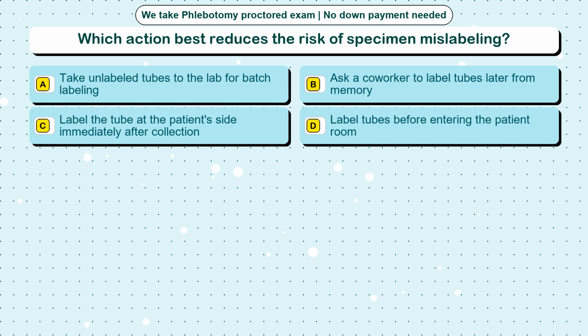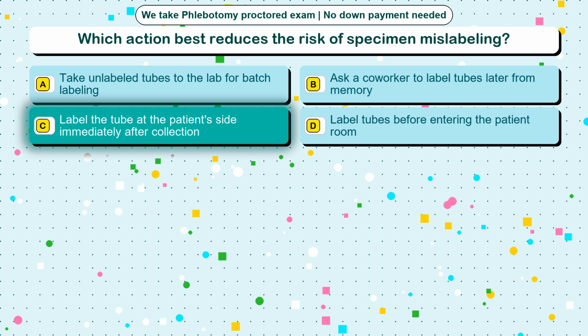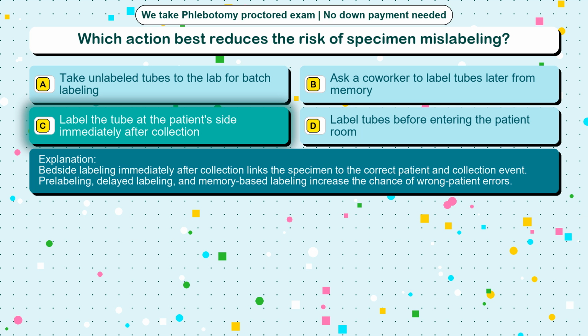Question 36. Which action best reduces the risk of specimen mislabeling? Option A. Take unlabeled tubes to the lab for batch labeling. Option B. Ask a coworker to label tubes later from memory. Option C. Label the tube at the patient's side immediately after collection. Option D. Label tubes before entering the patient room. The correct answer is option C. Label the tube at the patient's side immediately after collection. Bedside labeling immediately after collection links the specimen to the correct patient and collection event. Pre-labeling, delayed labeling, and memory-based labeling increase the chance of wrong patient errors.